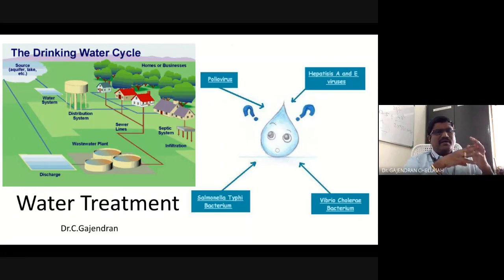After distribution, the amount of water which is consumed by the people will come out as wastewater. That water should be treated properly before it's disposed. Okay, so this is the outline of the water treatment system.